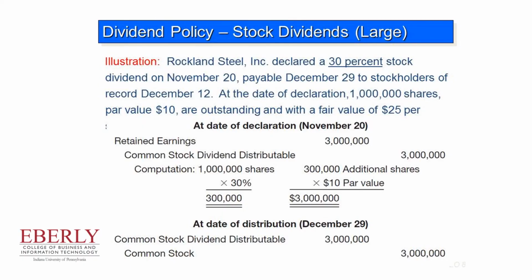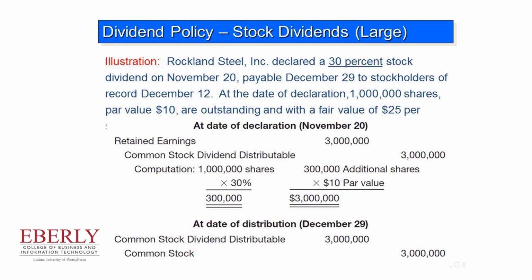So in this case, Rockland Steel has declared a 30% stock dividend on November 20th, which will be paid to the stockholders on December 29th. And the date of record is December 12th. So on the date of declaration, 1 million shares of $10 par value are outstanding. And the fair market value per share is 25 bucks per share, which really we don't care about because this is a large stock dividend, greater than 25%.